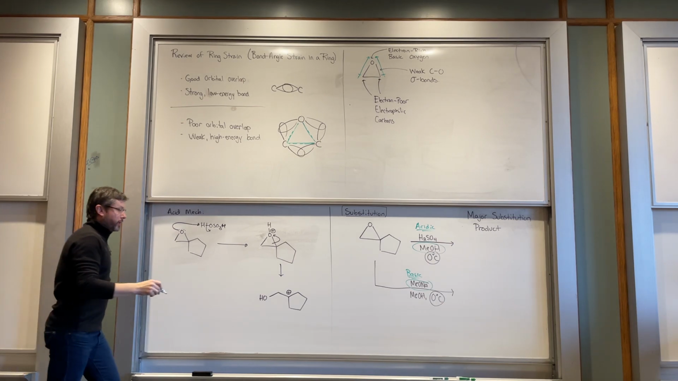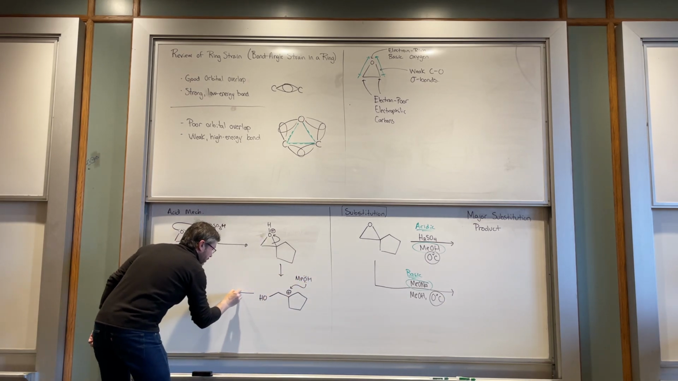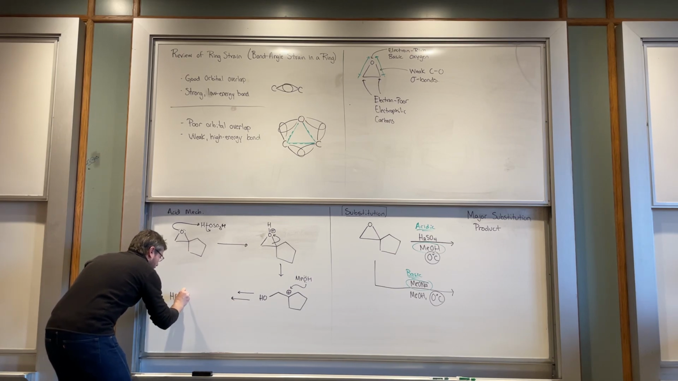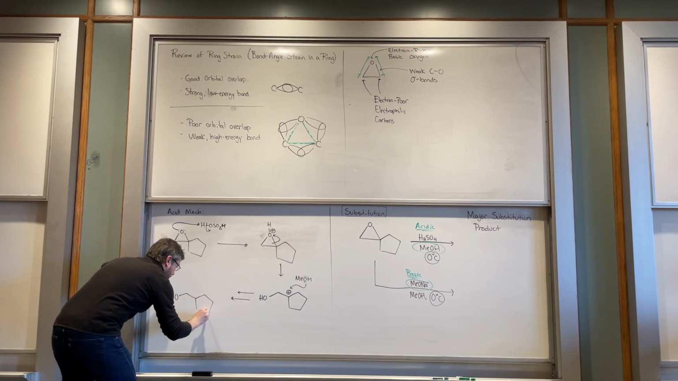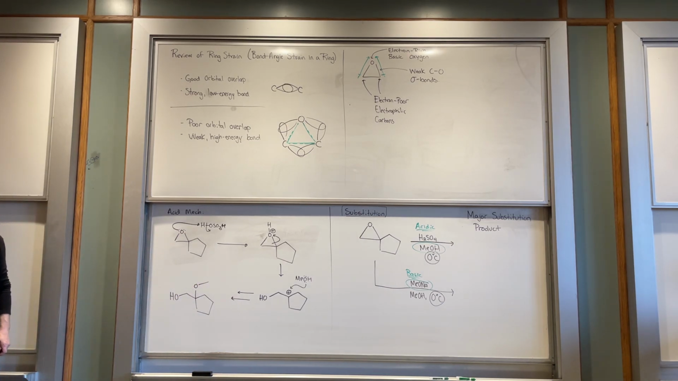That forms a tertiary carbocation at the center, and then methanol can add in, and after a couple of steps we're going to get this methyl ether.